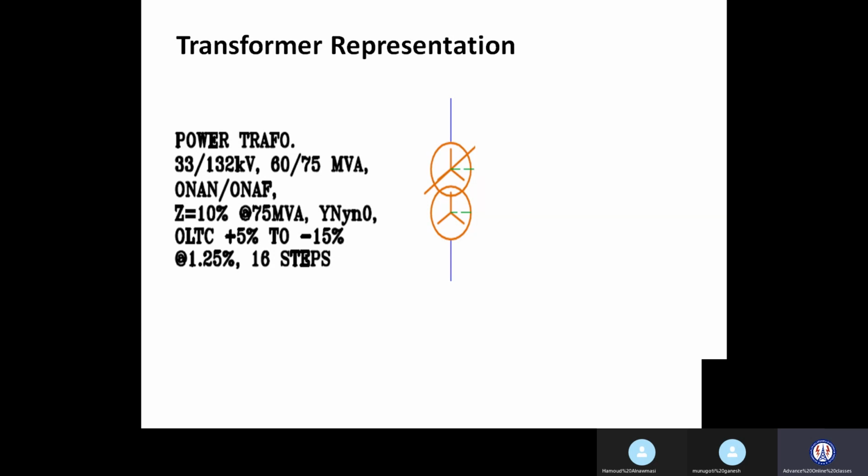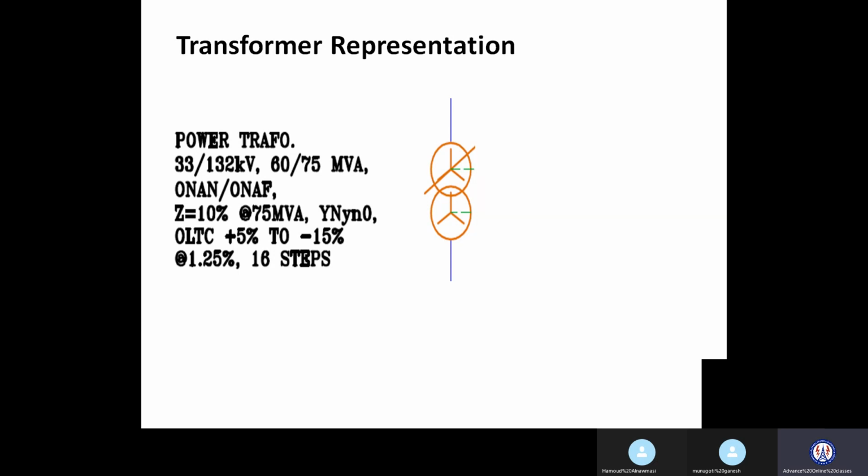Then your transformer rating 30 MVA to 45 MVA, percentage impedance value 8%. Then your transformer rating 50 MVA to 150 MVA, percentage impedance value 10%. Then next your transformer rating 180 MVA to 250 MVA, percentage impedance value 12%.